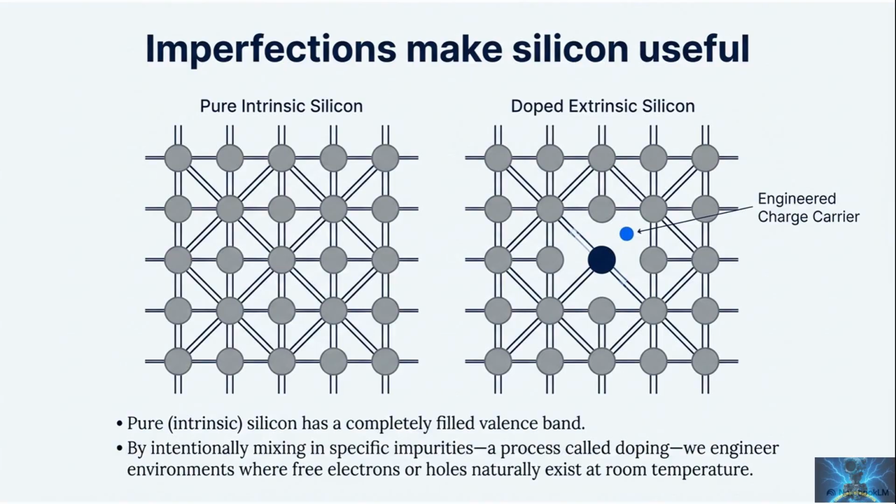Imperfections make silicon useful. Pure intrinsic silicon has a completely filled valence band, so there are very few free carriers. That means perfect silicon is not very useful for making controllable devices. We intentionally mix in tiny amounts of specific impurities, and that process is called doping. Doping engineers a material where free electrons or holes naturally exist at room temperature. So the weird truth is, we make silicon useful by carefully contaminating it.